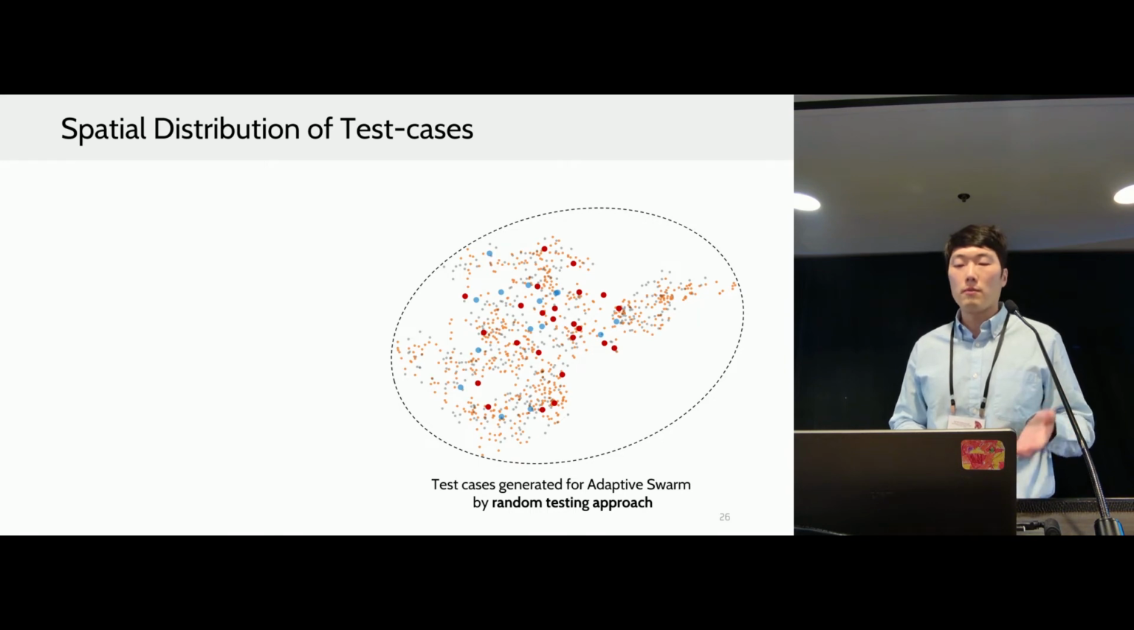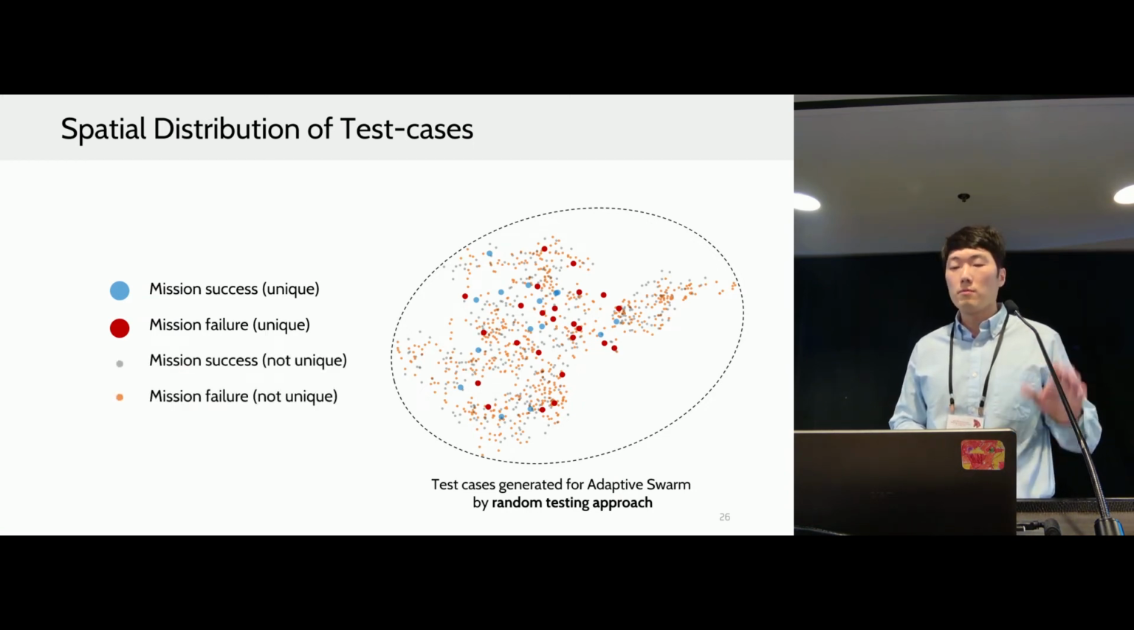This is from random testing, and each dot represents an attack drone's initial pose in each test run. The larger dots mean the test cases show unique swarm behavior, while the smaller dots lead to non-unique behaviors. And each color means whether the mission was successful or failed.